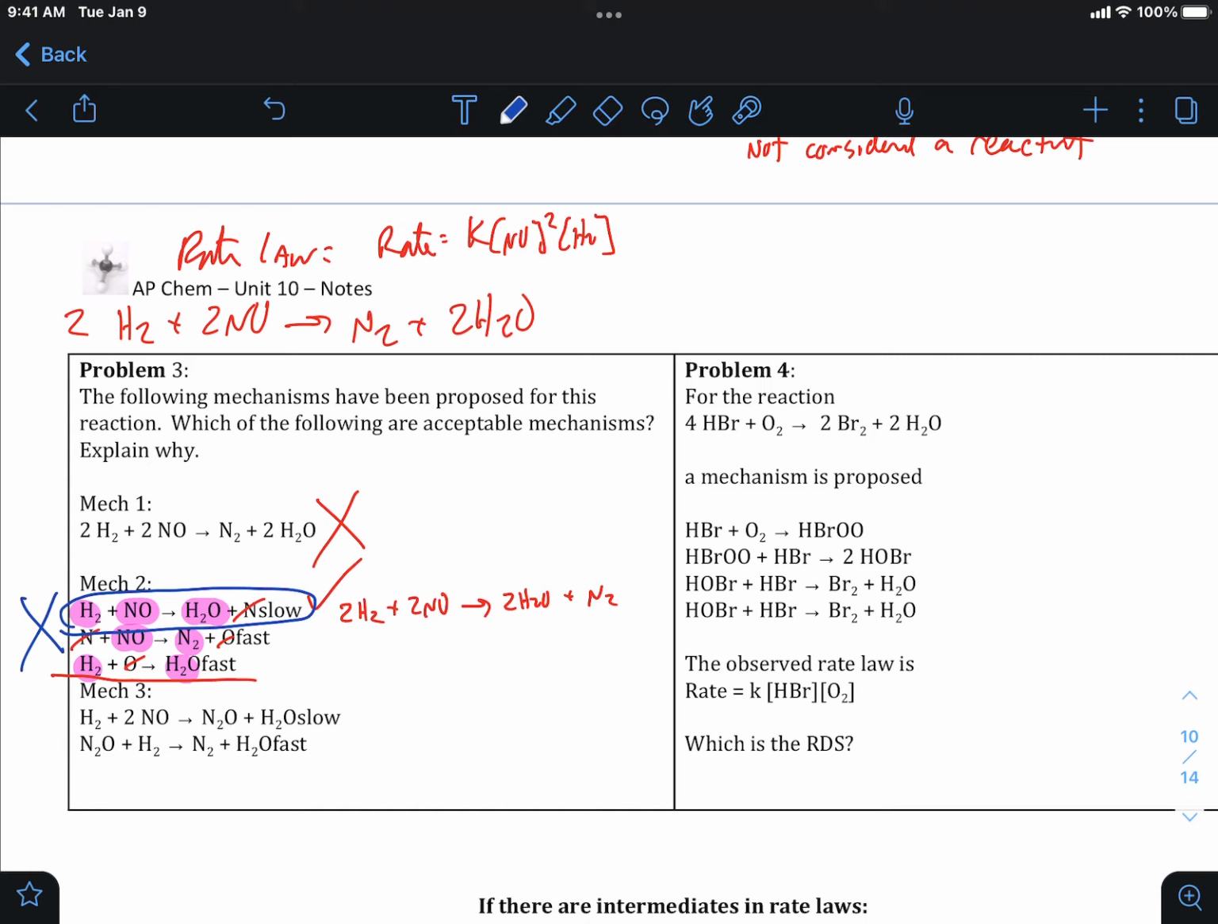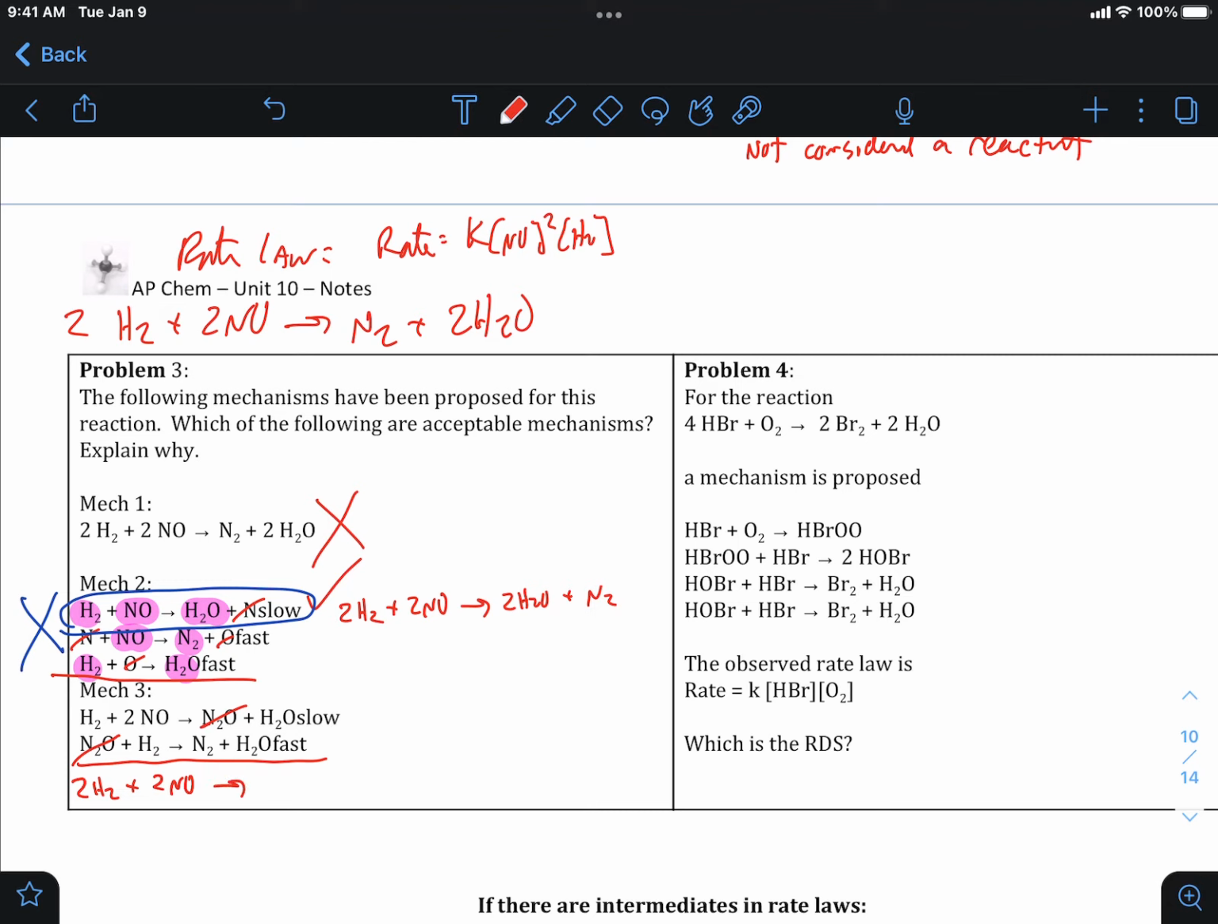All right, on to mechanism 3. Does this add up? Let's see. N2O is, oh look, N2O is made and then it is canceled. What is that called? That's the intermediate. What else? H2, H2, NO, H2. Okay, so nothing else cancels. So we have 2H2 plus 2NO, and that forms N2 plus 2H2O. That passes the algebra test.